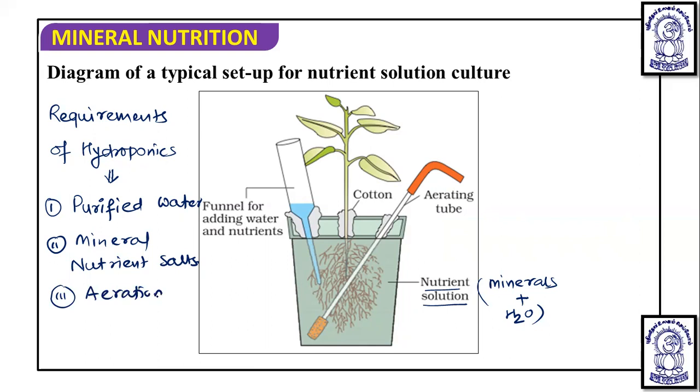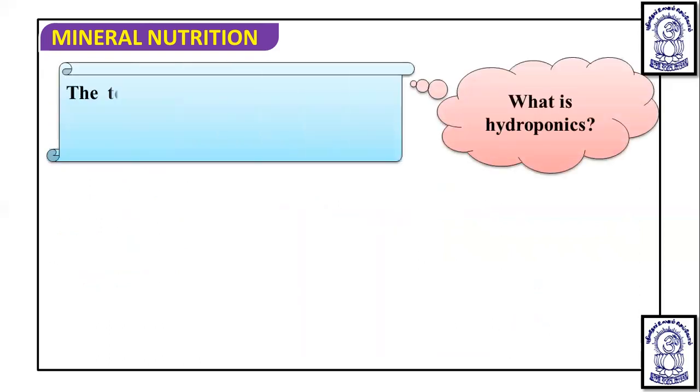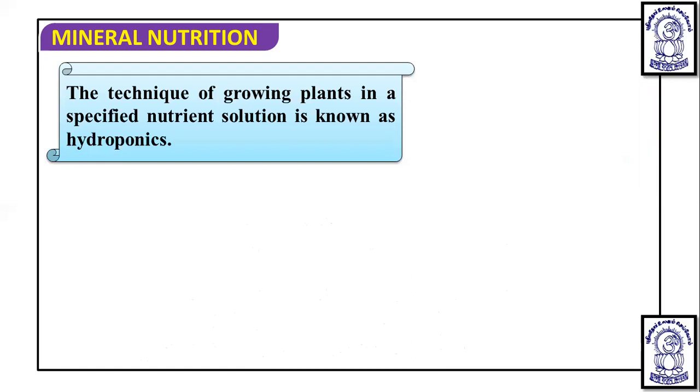That is, the nutrient solution must be adequately aerated to obtain optimum growth, and that is what we can particularly call the hydroponic technique. So what is hydroponics? We have understood that it is a technique of growing plants in a specified nutrient solution, without soil, obviously.